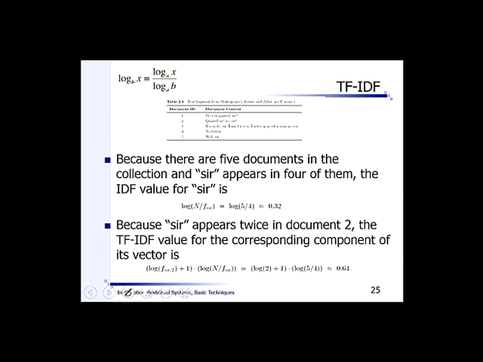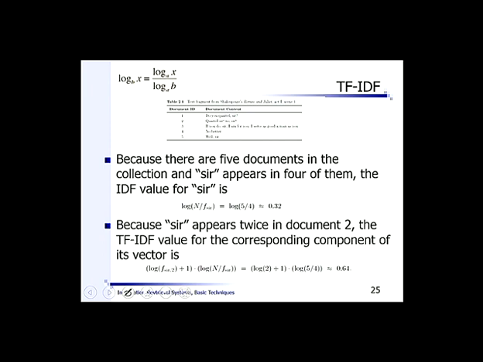TF has a different value for every term in every document. But IDF has only one value, because IDF is a global parameter. You calculate the value of IDF for each term only once, and then you can use it in all the documents. You do not need to calculate it for each document.